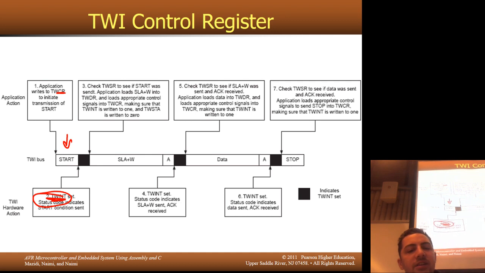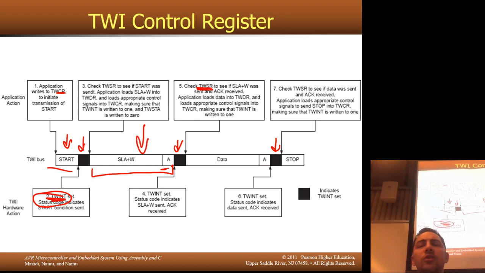So, every time this little black block appears, that's the interrupt flag being set. So it's set after the start condition is sent. SLA plus write, that's slave address plus the read-write bit. And then there's the acknowledge bit. Once that whole packet has been sent, the interrupt flag is set again. And you should once again check the status register to make sure everything went okay. What could have gone wrong while transmitting the slave address plus write?